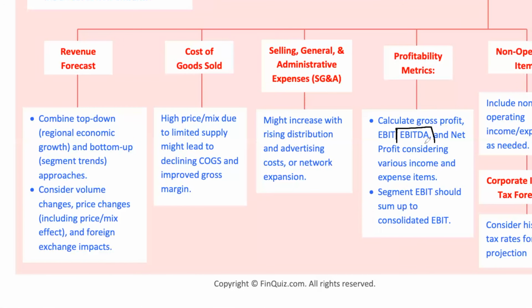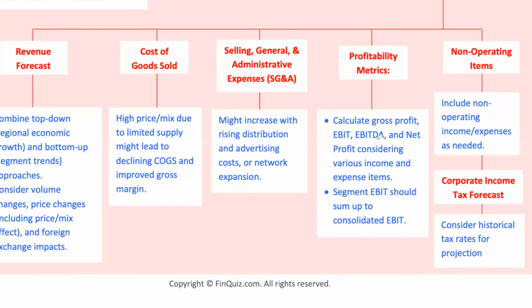Don't forget about EBITDA, which is EBIT plus depreciation and amortization. This metric is crucial because it gives you a cleaner look at operational efficiency by stripping out non-cash expenses. When it comes to non-operating items like finance expenses, income taxes, and shares outstanding, these can throw a wrench in your model if you don't forecast them accurately. For finance costs, you need a good handle on debt levels, cash positions, and interest rates.